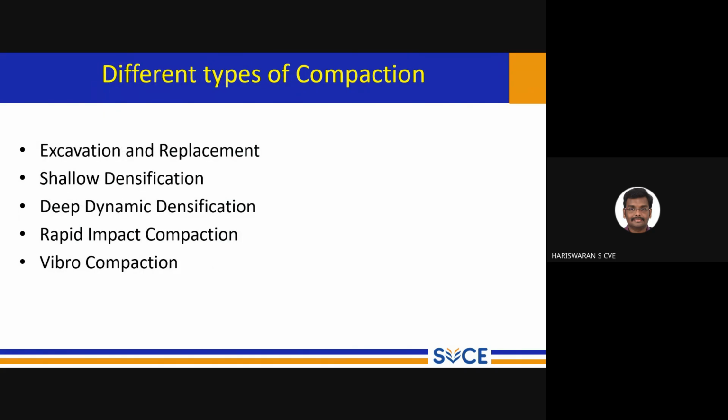Now we are getting into the main part, which is the different types of compaction. The first is excavation and replacement. Next, shallow densification, deep dynamic densification, then rapid impact compaction, then vibro compaction. These are the different types of compaction techniques available in geotechnical engineering.